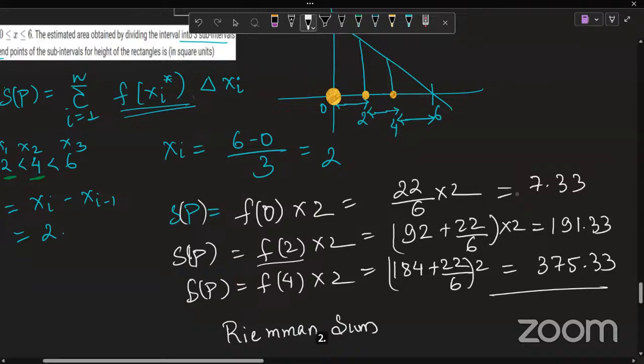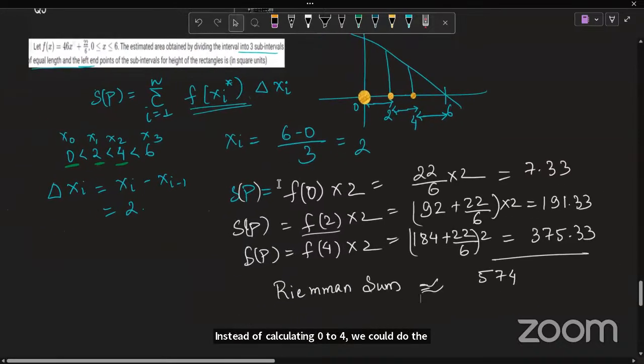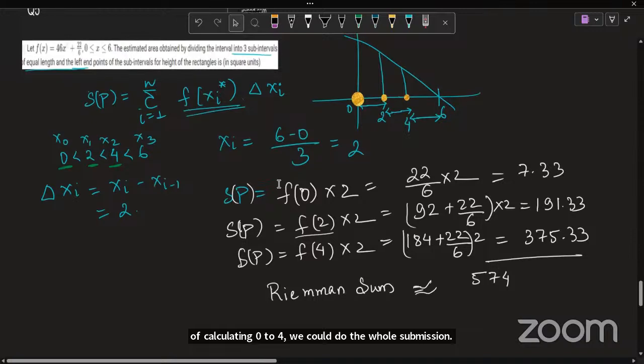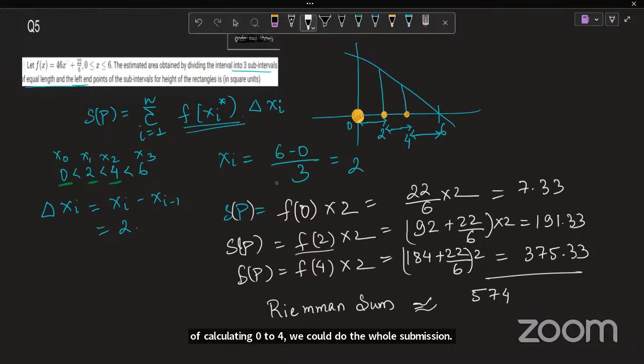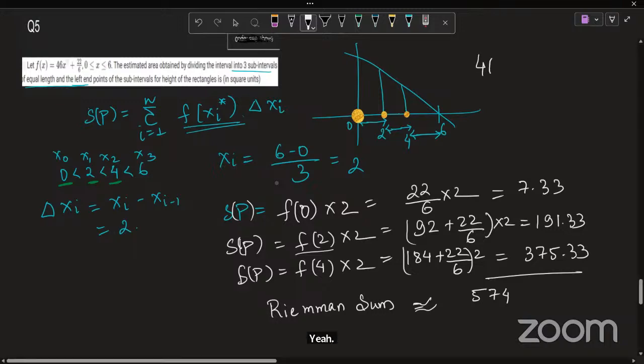So the Riemann sum is equal to the summation of this. It would be easier if we do the summation thing. Instead of calculating 0 to 4, we could do the whole summation, and we will get the same answer. Whole summation means, if we have summation of i, we can write it as n into n plus 1 by 2. Yeah, you can also do this. Then n would be 3, because here it is 1. You are saying 46 into summation of x_i, right? Yeah, okay, you can also do this.